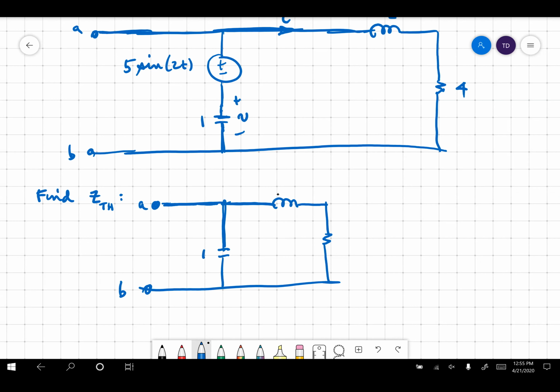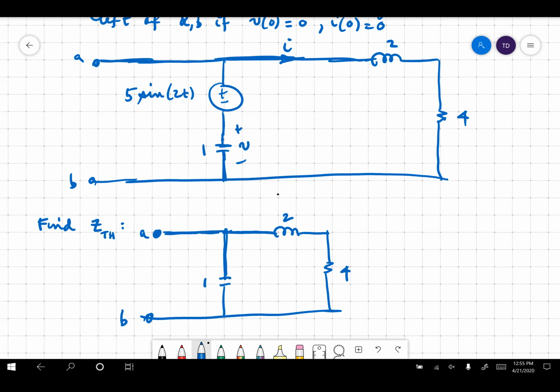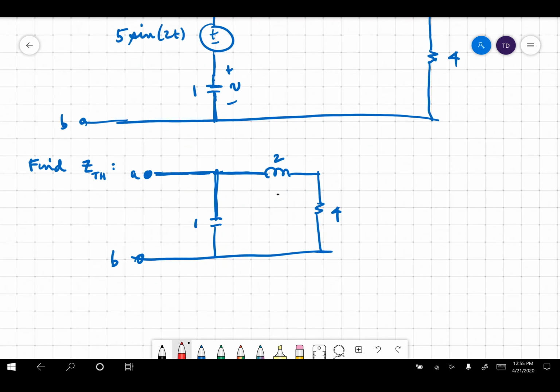A, B, 4, 2. All right. Now I'm going to convert. 1 over S, love that. 2S, 4 stays 4. We're looking for the impedance looking in here, Z Thev.